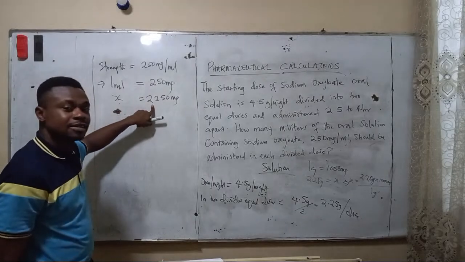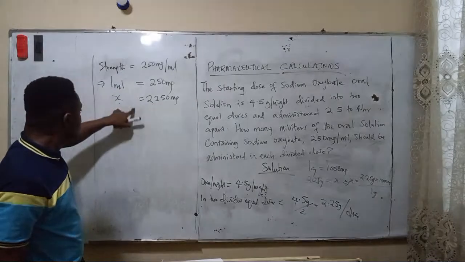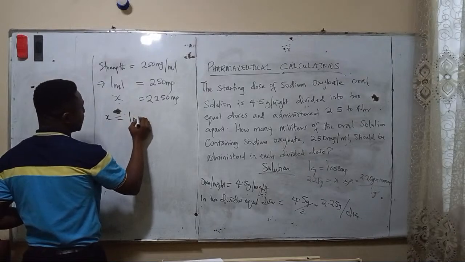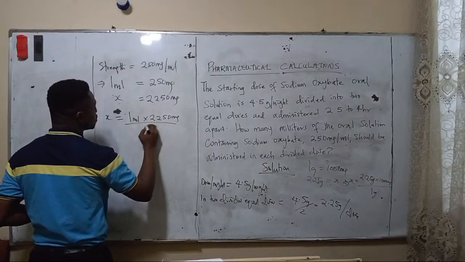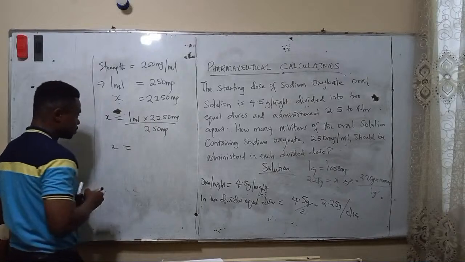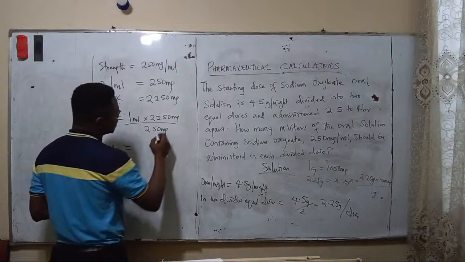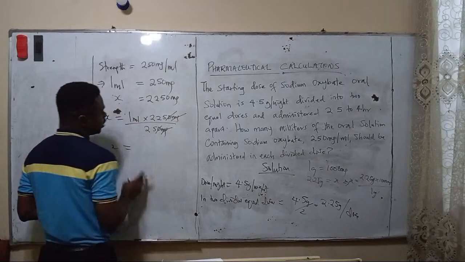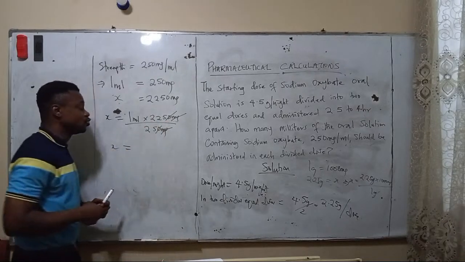Because this is the amount per dose. So if you now multiply, you have that X is now equal to what? 1 ml times what? 2,250 milligrams all over what? 250 milligrams. So X is now equal to what? If you divide through, milligram will divide milligram. We have 225 over 25. So how many 25 can we find in 225?